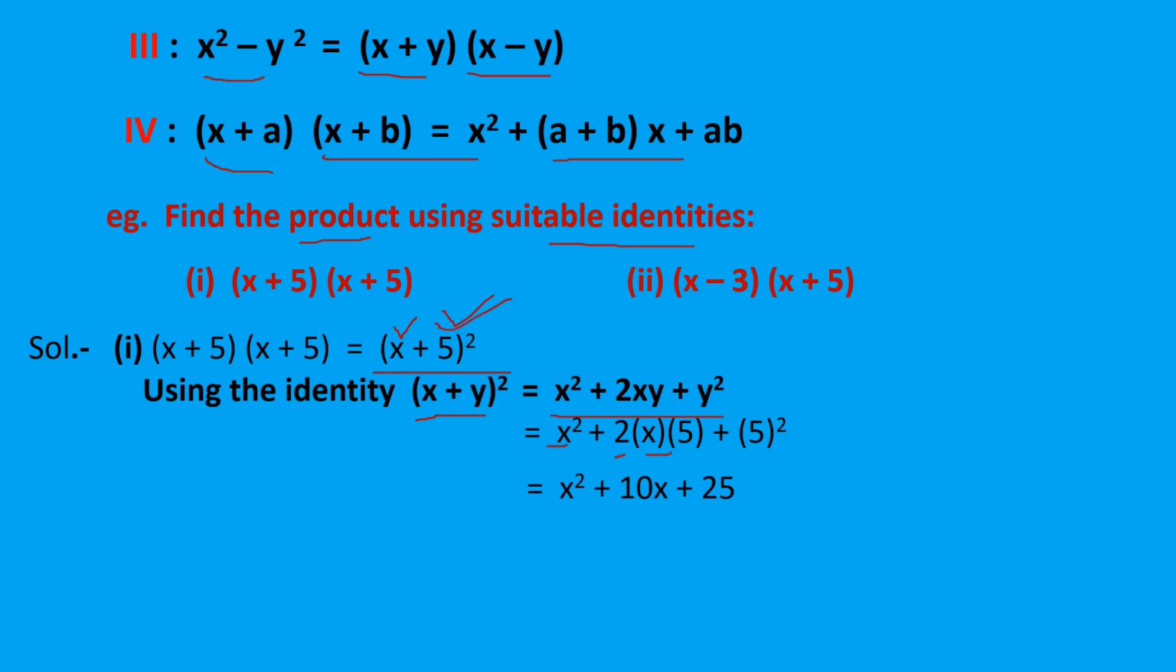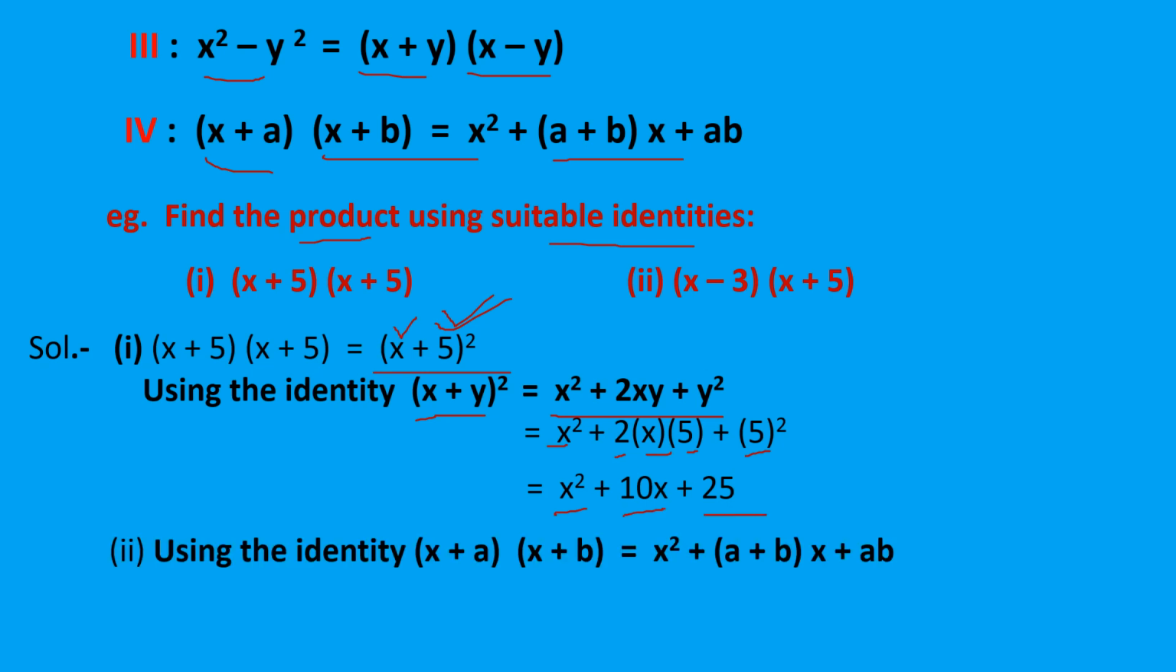So we will put here 5 plus y square. Y is 5, so plus 5 square. Now we will solve. x square means x square only, plus 2 into 5 is 10 and x is also there. That means 10x plus 5 square is 25. So the answer is (x + 5)(x + 5) is equal to x square plus 10x plus 25.